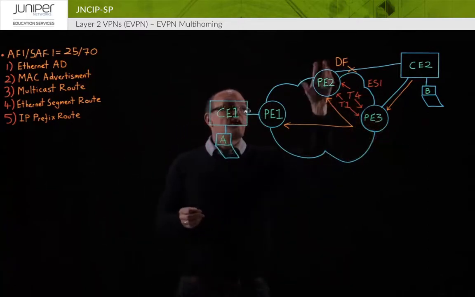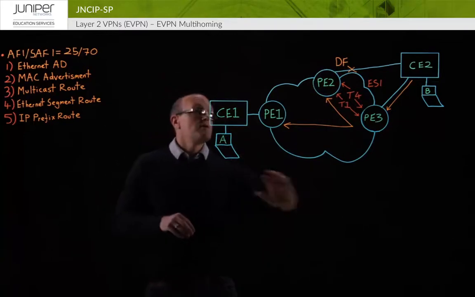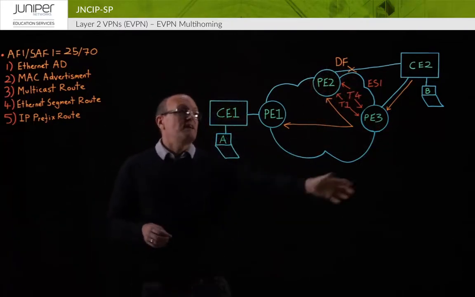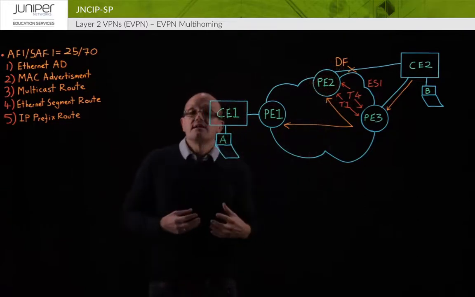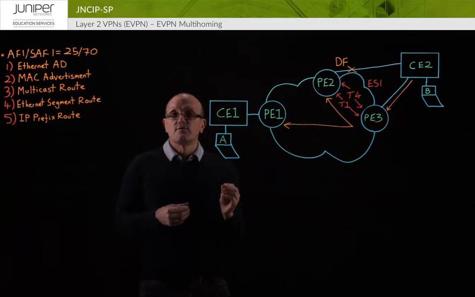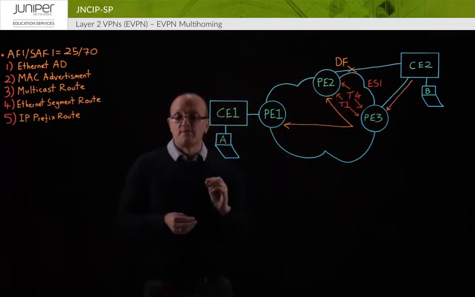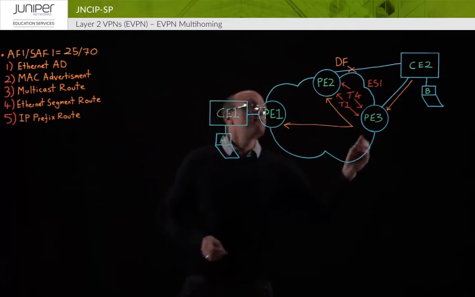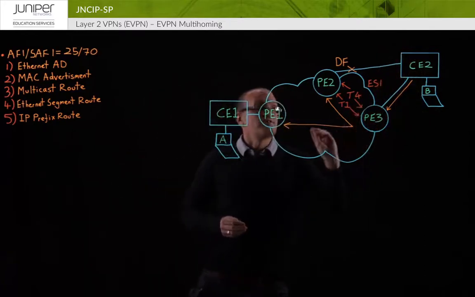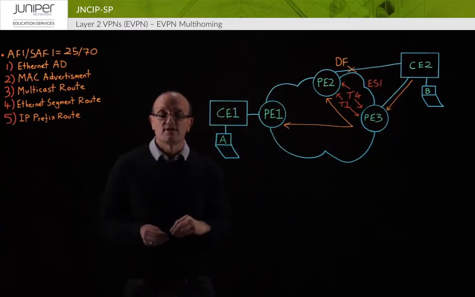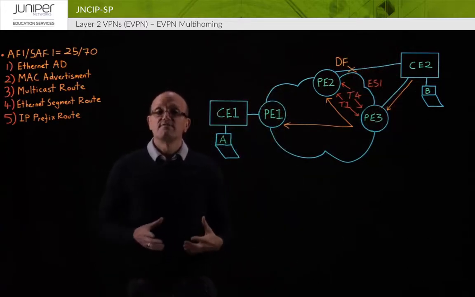When they arrive at PE2, PE2 inspects the frames. PE2 sees the label value within those frames, and because he is the designated forwarder, he then drops them. So this prevents broadcast traffic received from a multi-homed site from being echoed back to that same multi-homed site, thereby preventing switching loops.